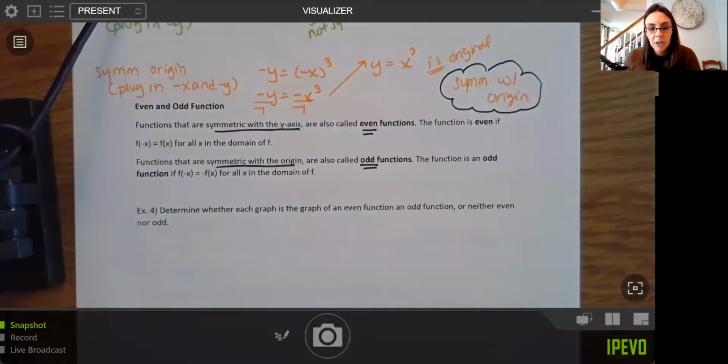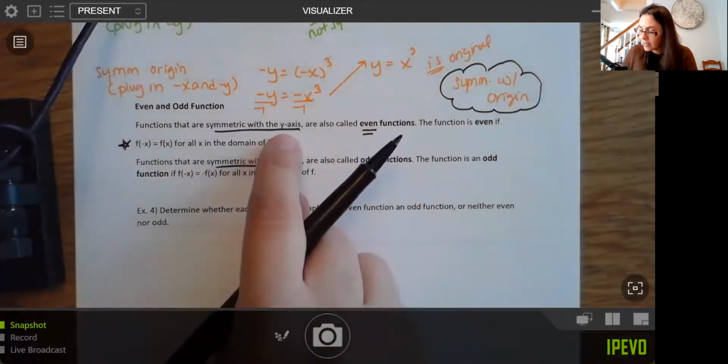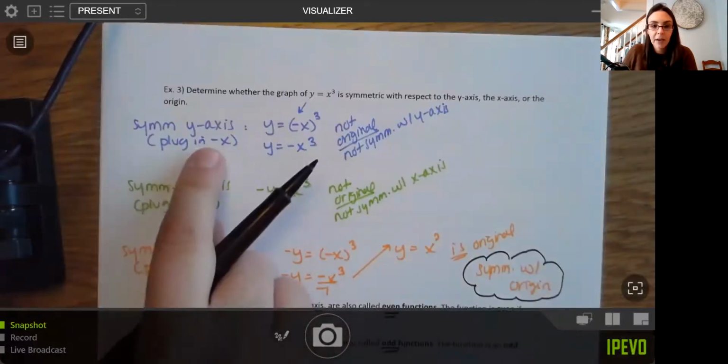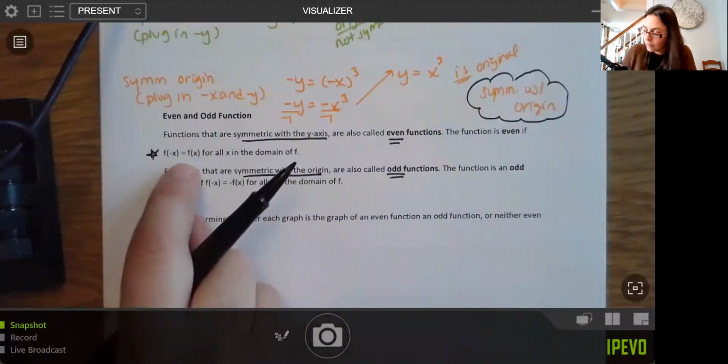Now with even functions, another way to check that symmetry is to check this. So again, you're looking at symmetry with the y-axis. So remember here, we were plugging in that negative x. So here you're plugging in negative x and you're getting the original function back out.